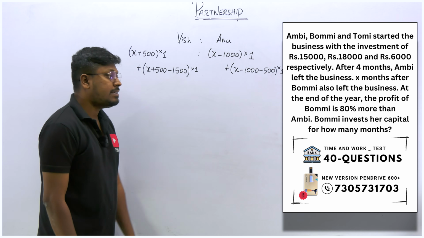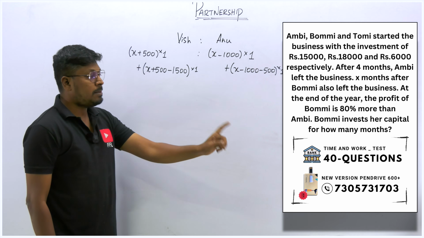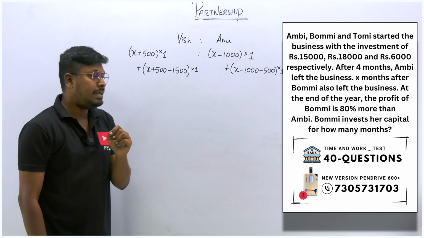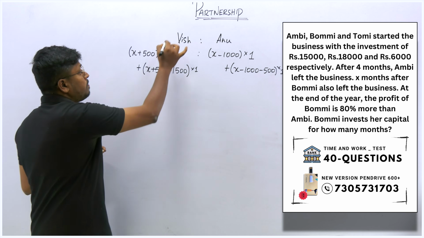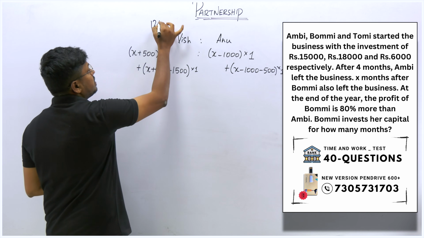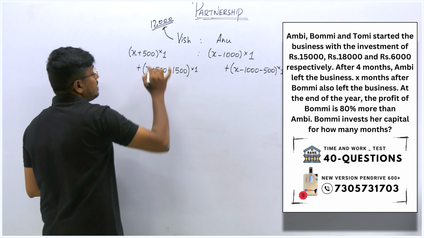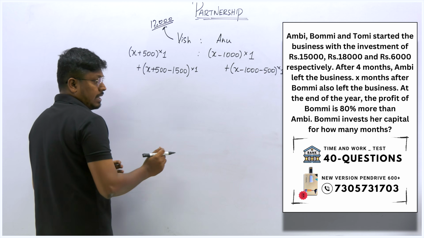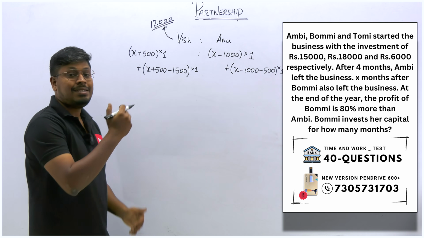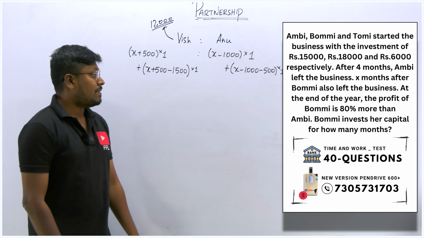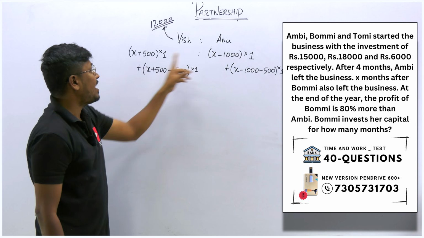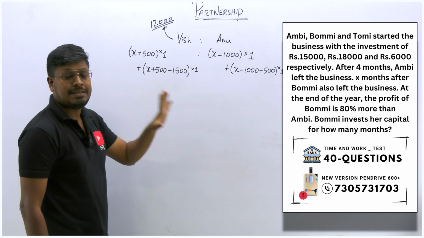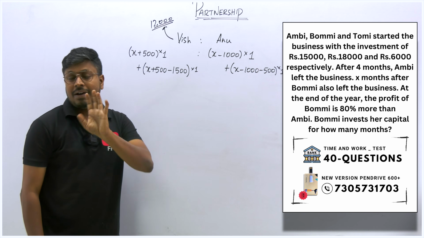Now they say that at the end of 2 years, the total profit of the business is 20,800 and the profit of Vishnu is 12,000. They have given Vishnu's profit alone, 12,000, and the total profit 20,800. Our target is to find the value of x, not Anu's value, because x is the same in both terms.